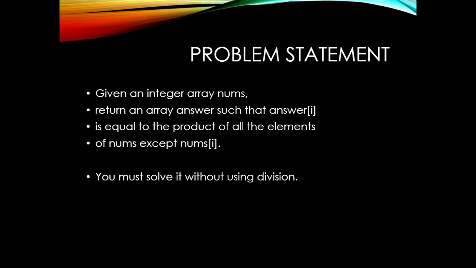You are given an integer array called nums. You need to return an array answer such that answer of i is the product of all elements except nums of i. You must solve this without using division. So let us go through an example once. So here we have an array called nums having elements 1, 2, 3 and 4. So the output array looks like 24, 12, 8 and 6. Each element is the product of all other elements.